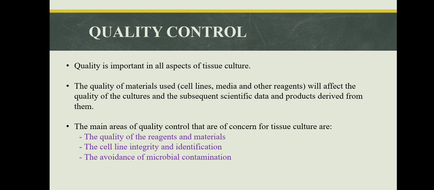Then, the quality control. Quality is important in all aspects of tissue culture. The quality of material used will affect the quality of the cultures and the subsequent scientific data and products derived from them. The main areas of quality control that are of concern for tissue culture are the quality of the reagents and materials, the cell line integrity and identification, the avoidance of microbial contamination.